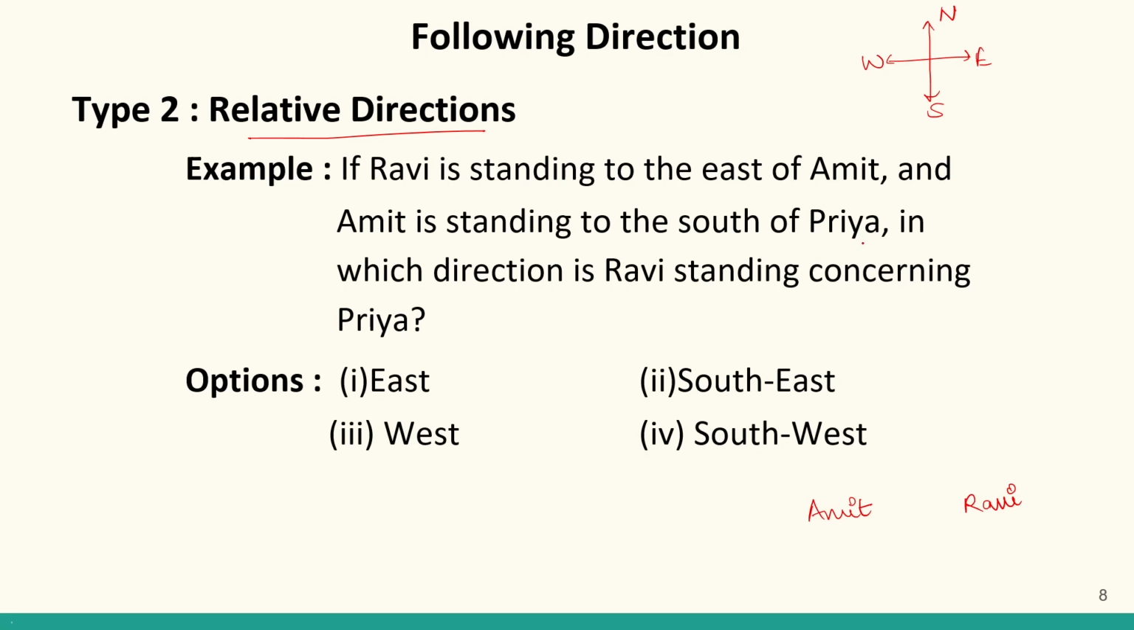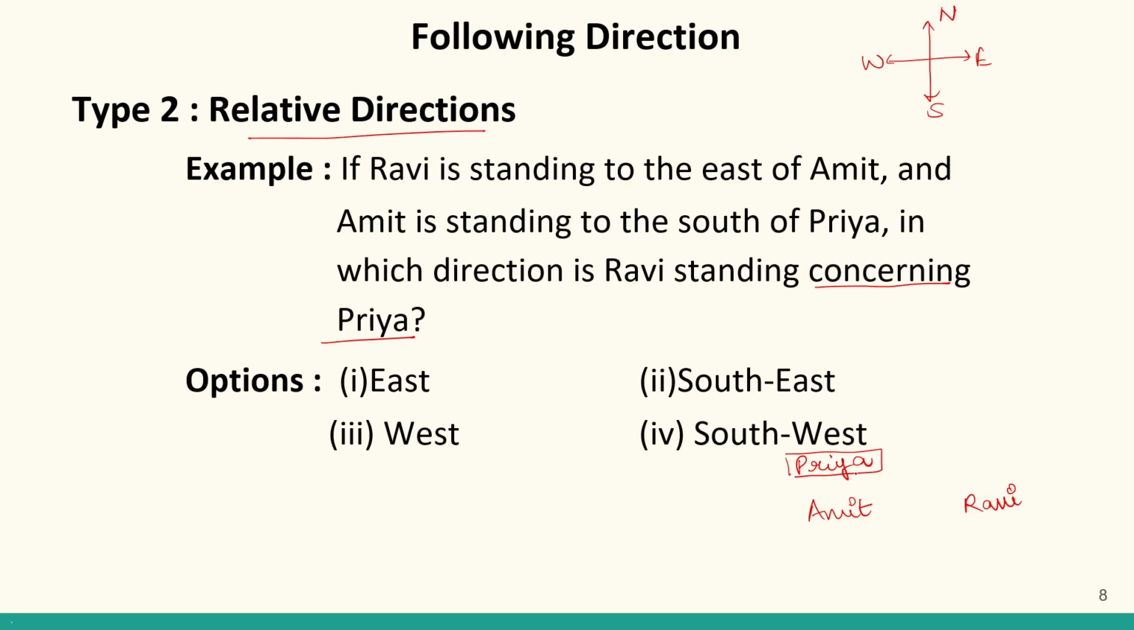Ravi is standing to the east of Amit. And Amit is standing to the south of Priya. So if Amit is to the south of Priya, Priya will be here. Correct? This much you understand. In which direction is Ravi standing concerning Priya? So we have to find out how Ravi is standing with respect to Priya. Because here we have to find out concerning Priya.